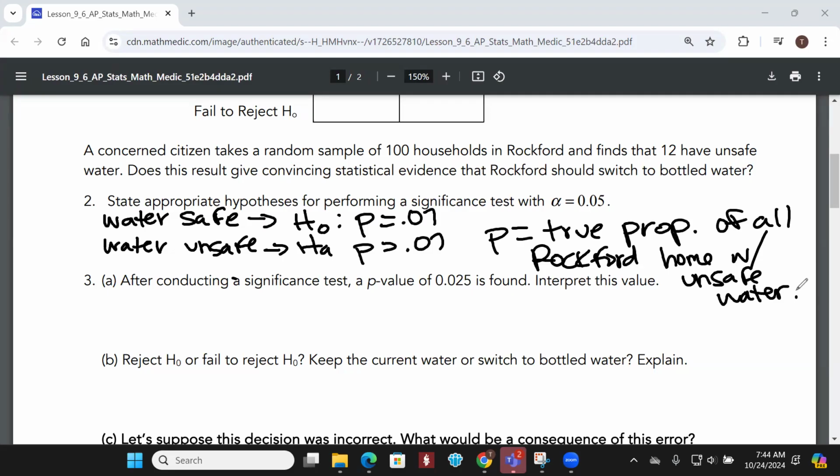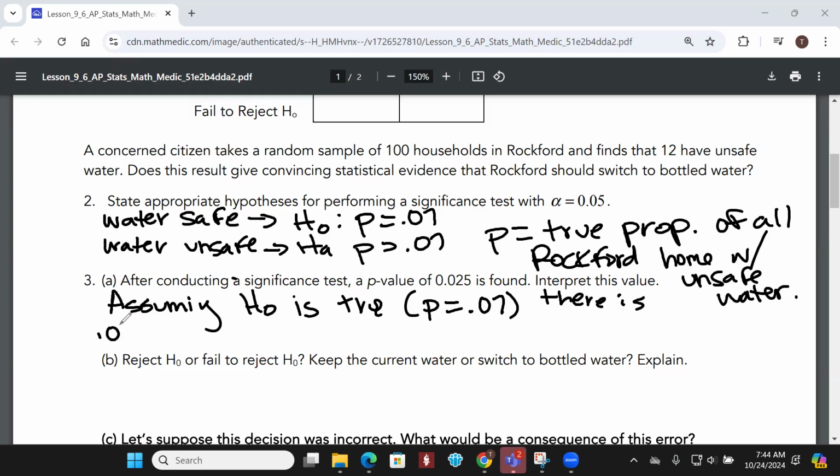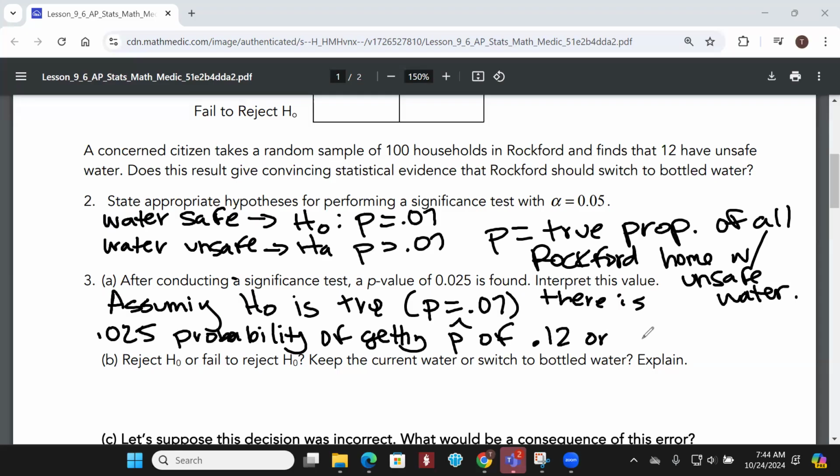All right, so after conducting a significance test, a p-value of 0.025 is found. Interpret this value. Okay, so that means assuming that the null is true, that p is 0.07, there is a 0.025 probability of getting p hat of 0.12 or greater purely by chance.